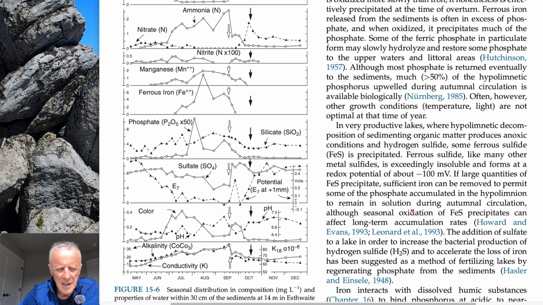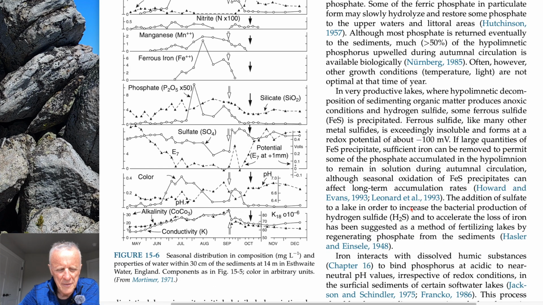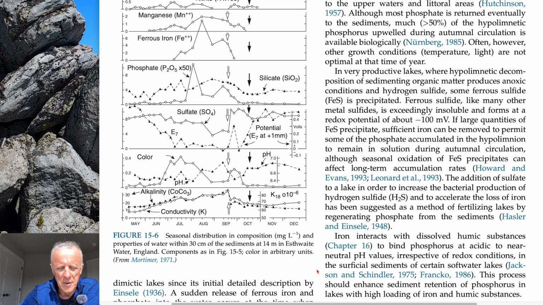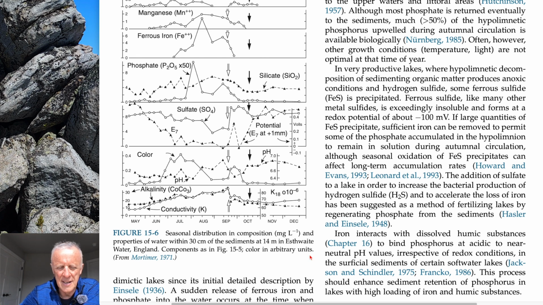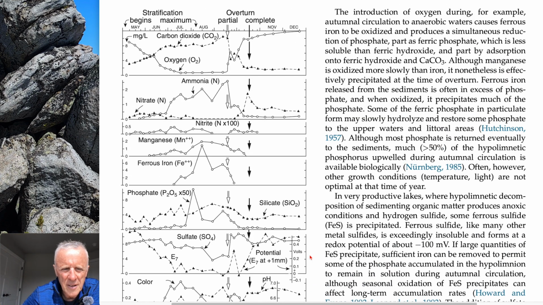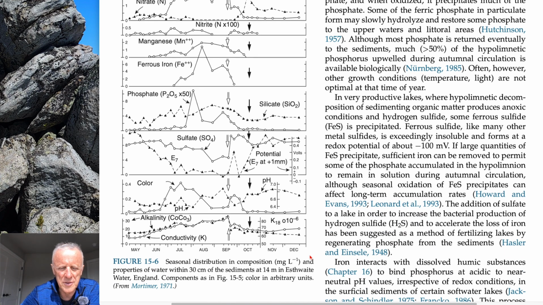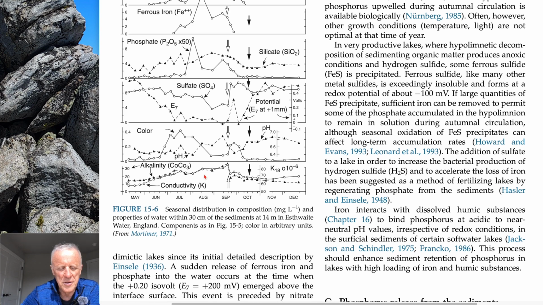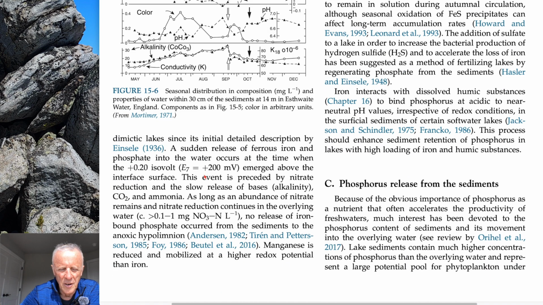All right, so then we have somewhat of a similar graph for 15-6, seasonal distribution and composition in milligrams per liter, and properties of water within 30 centimeters of the sediment at 14 meters in Esthwaite Water, England. Components as in figure 15-5, color in arbitrary units. I'm not seeing any colors here, but I'll let you review this graph, which is kind of similar to what we just went over. Probably this is what they're referring to with color in arbitrary units, color being monitored and changing through time. Okay. I think that's it for that.